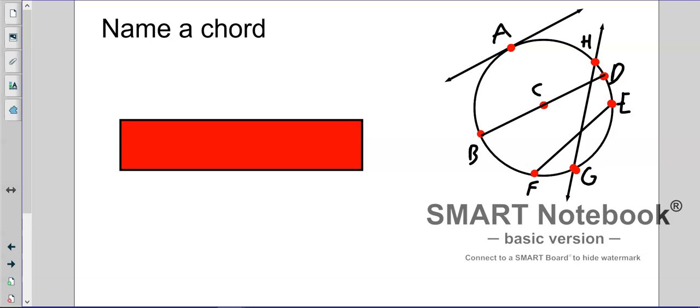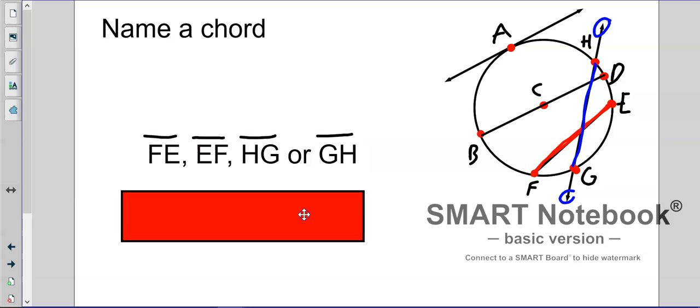Name a chord. Now remember, a chord goes from the circle to the circle. Okay, so both dots are on the circle. So EF or FE, but another one, even though it has these arrows, if you mark it just as a segment, HG and GH also work.